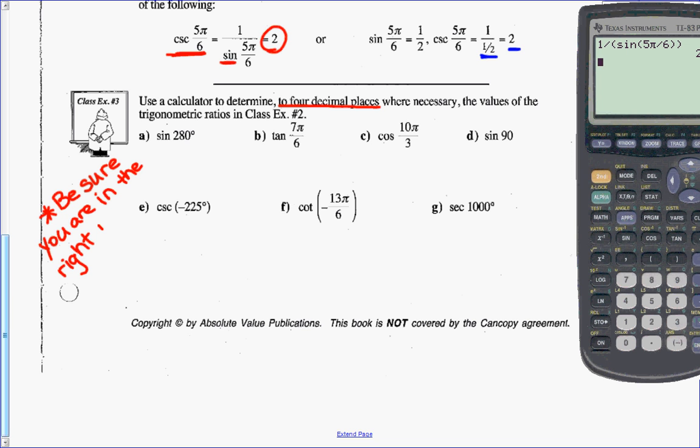Okay, and you will have to go back and forth, okay? Be very, very careful of that. If you see the degree sign, you know that you're in degree mode. If you don't see the degree sign, you're not in degree mode, you're in radian mode, okay? To 4 decimal places. I'd like you to pause the video and then do these questions and then restart the video and check your answers against mine.